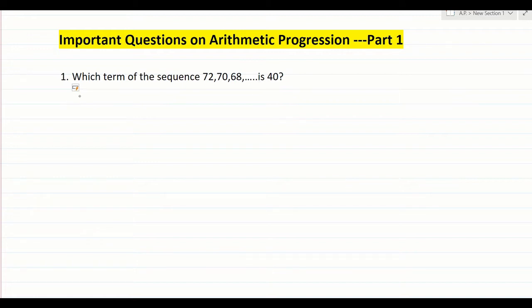So here we have 72, 70, 68, and so on. Now, first of all, we are sure that this is an AP because the difference of a term and its preceding term is the same throughout. So what is the difference over here? It is minus 2, isn't it?